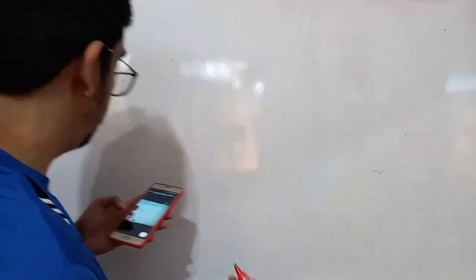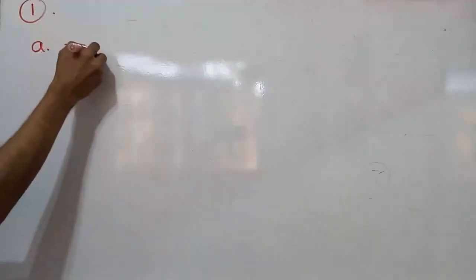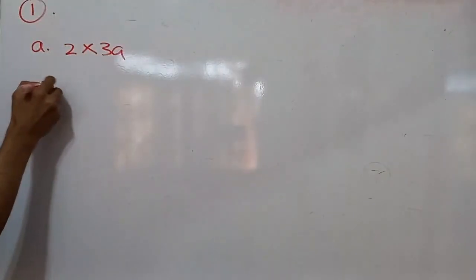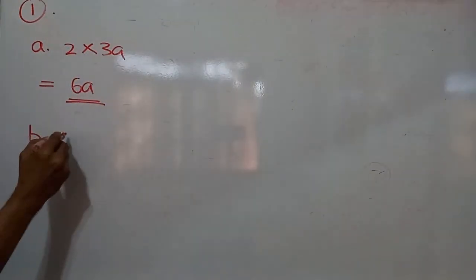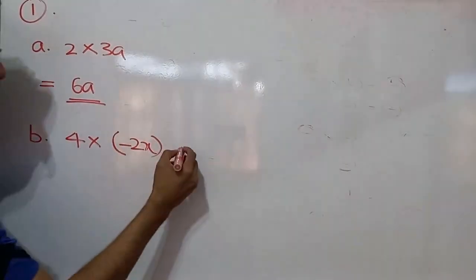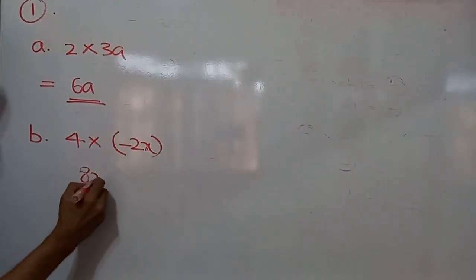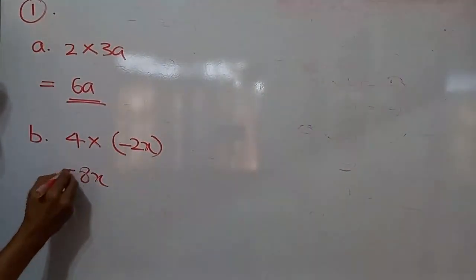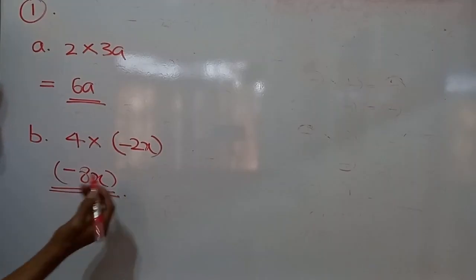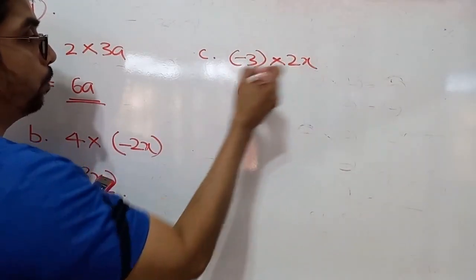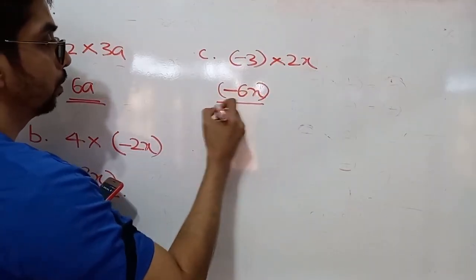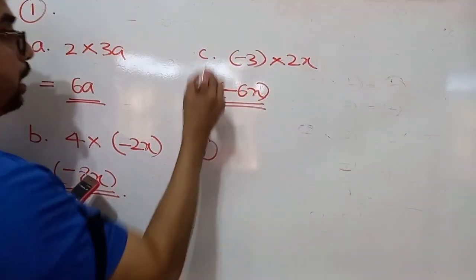Simplify the following algebraic expressions. 2 into 3a, what is this? 6a. So 4 times 2x, that is what? 8x. Positive into negative, that is negative. So 3 times 2x, that is 6x. Negative into positive, that is negative. Right? Now we have part D.